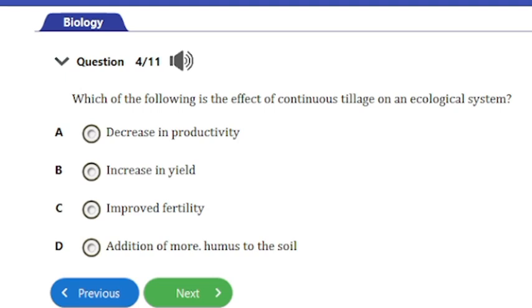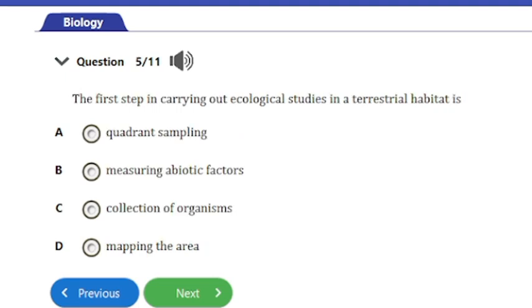Actually, continuous tillage of an ecosystem will often lead to a decrease in productivity, and this is because of the fact that the continuous tillage can lead to soil degradation, which in turn reduces the soil's ability to support plant growth. So that's it for that question, guys. Let's consider the next question.